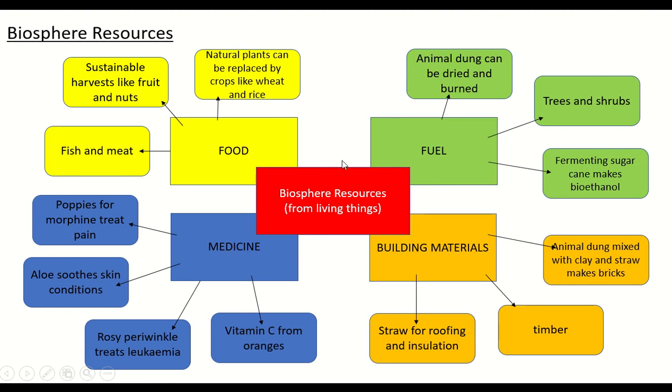So other ways that the living system provides us with things is through timber, so trees, and animal dung. Again, good old animal dung, rather than being used for fuel, we mix it with clay and straw to make bricks for houses. We don't do that so much now, but that was very much something we used to do back in the day. And things like straw for roofing and insulation. And if you go to parts of the Broads, they use things like reeds for their thatched roofs as well. Okay, so these are all ways that the biosphere can provide us with lots of resources.